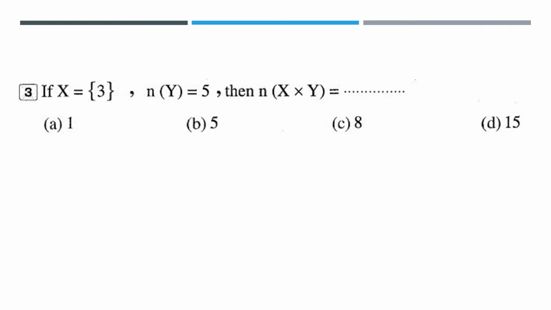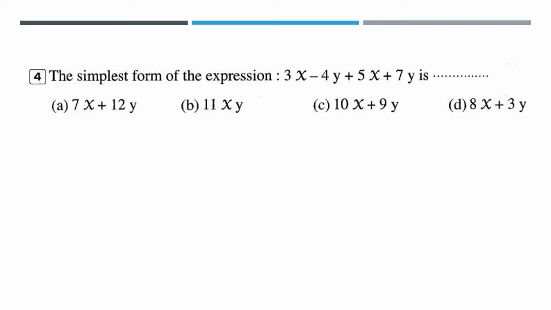Question 3 بيقول لي set x جواها only one element which is 3. Set y has 5 elements. Then what is the number of x times y? بقول إيه؟ 1 times 5, which gives 5. Choice B.